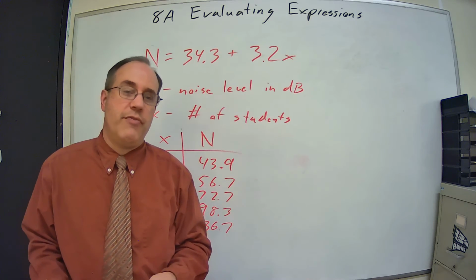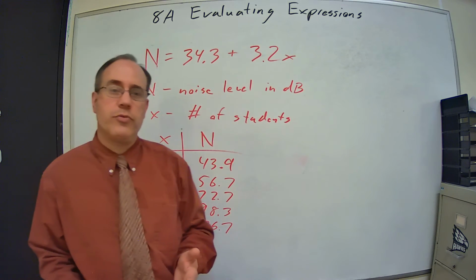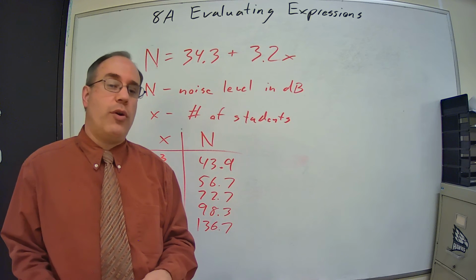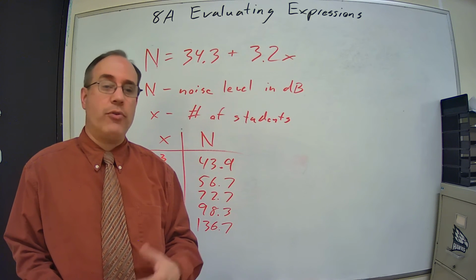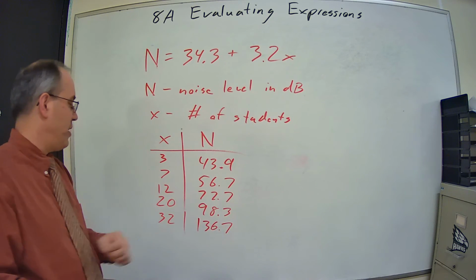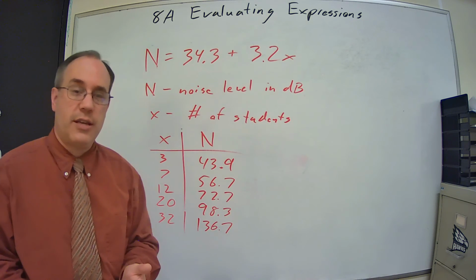And I will point out to you that there was a study done about noise levels in classrooms, checking a large number of classrooms, and they found that the average noise level in a classroom was about 72 dB. So about sitting here where we've calculated for 12 students.